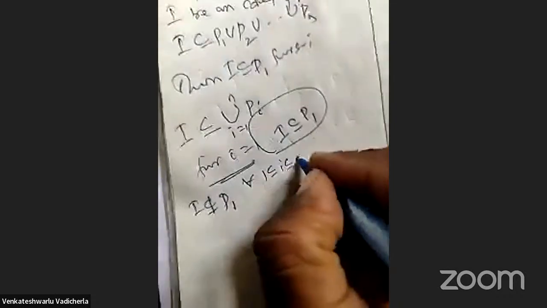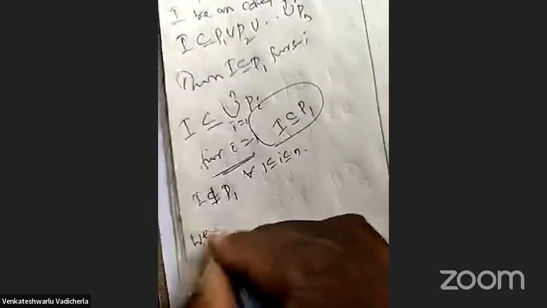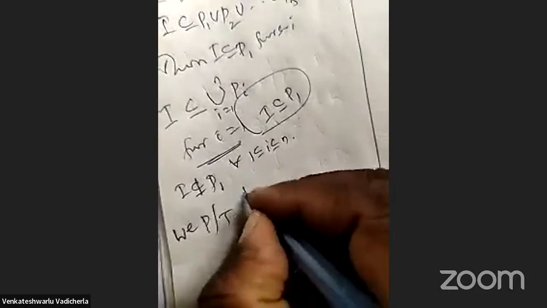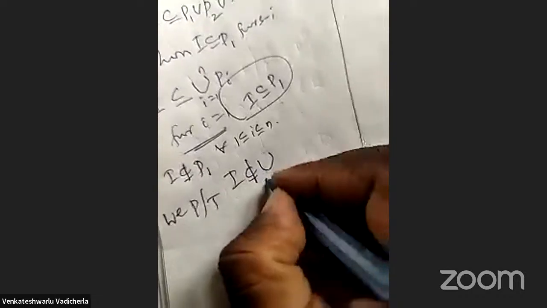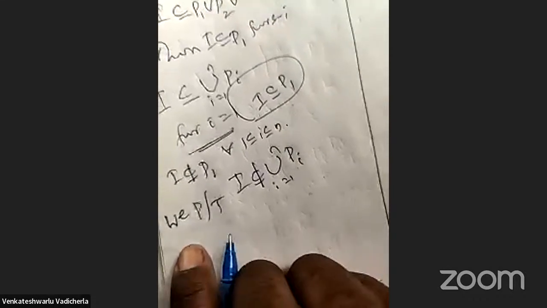So for n greater than 1, suppose I is not a subset or equal to Pi for all 1 less than or equal to i less than or equal to n. We shall prove this by contradiction. So what shall we prove? I is not a subset or equal to the arbitrary union of i equal to 1 to n of Pi, and I is not a subset or equal to Pi for any i.